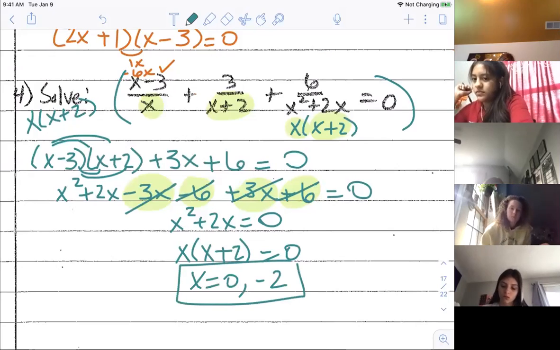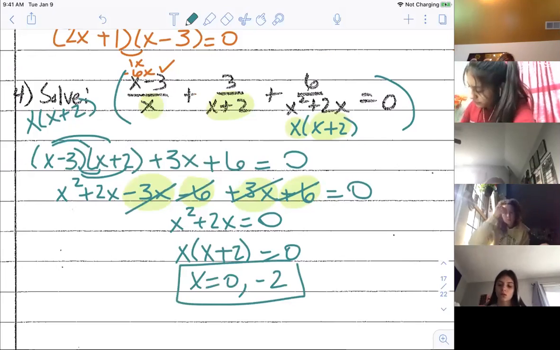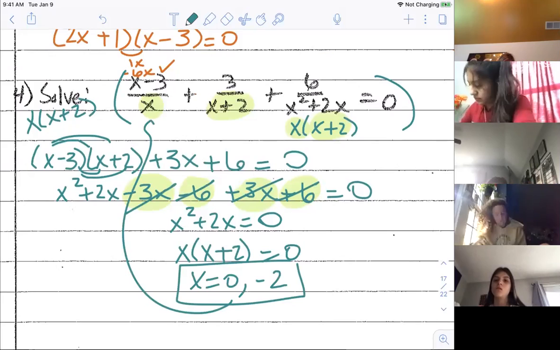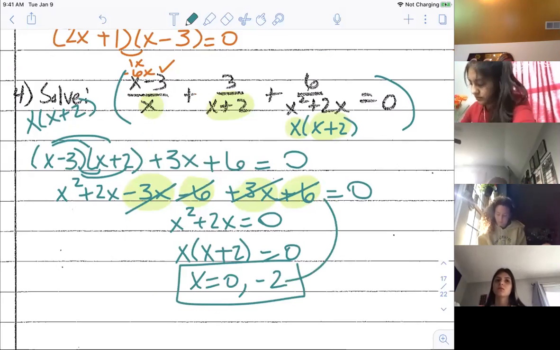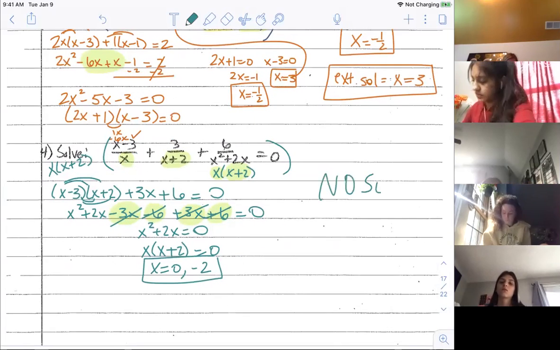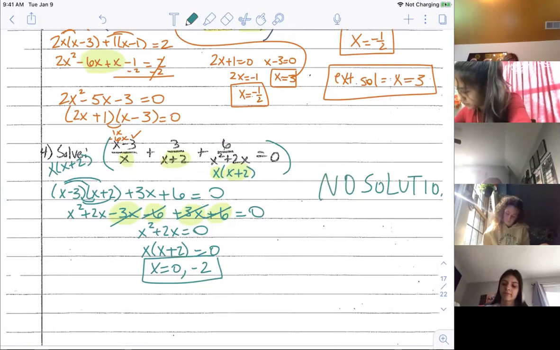If you look back at our equation, if I were to plug 0 in, I'd have a problem. 0 is just x. Oh, that's not good. That would be a denominator of 0. Bad. If I plugged negative 2 in, I'd also have a problem here. Negative 2 plus 2 is also 0. This problem actually has no solutions.